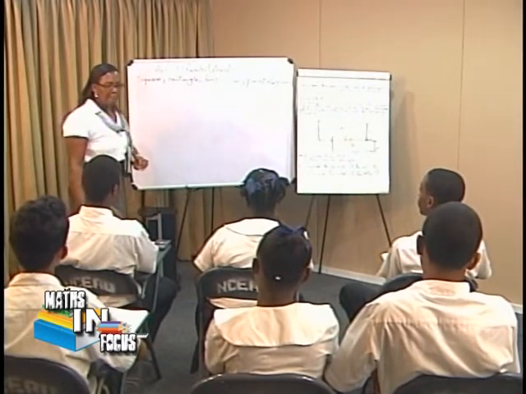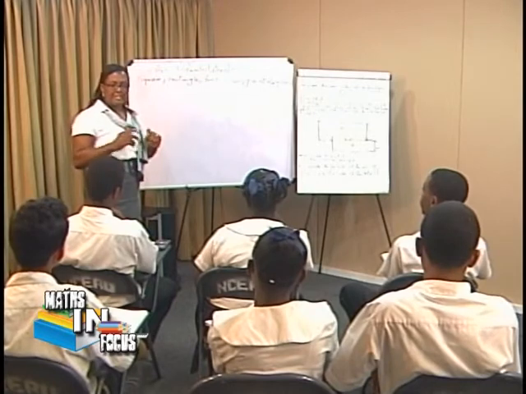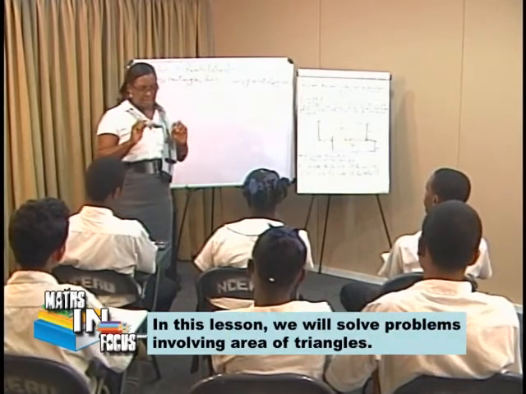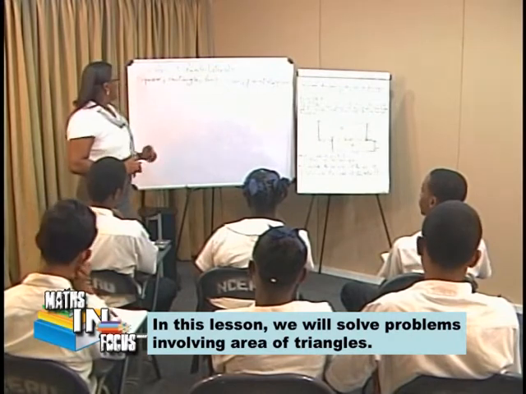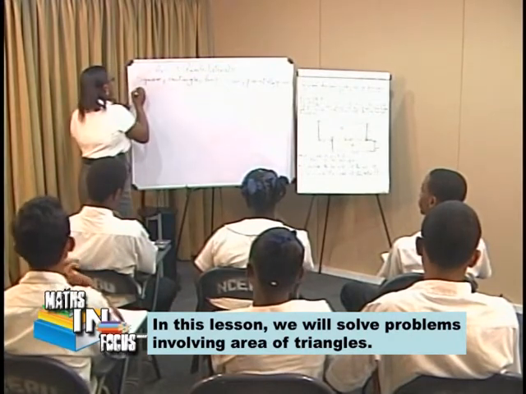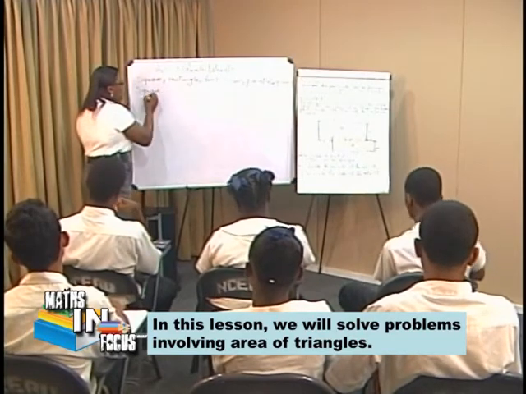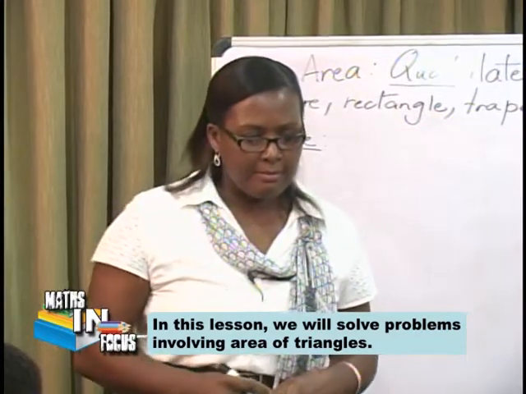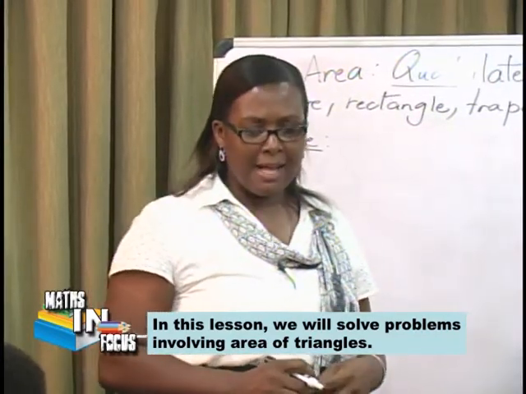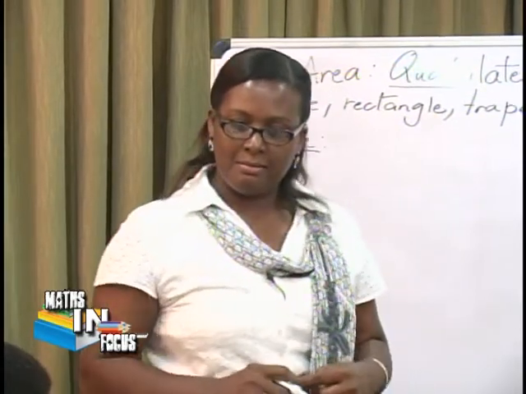Remember again, when we talk about the area, we're looking for the size of the surface that is enclosed by those 4 straight sides. Good? Now let us start off with the square. And it's always really nice to know the properties of a square.